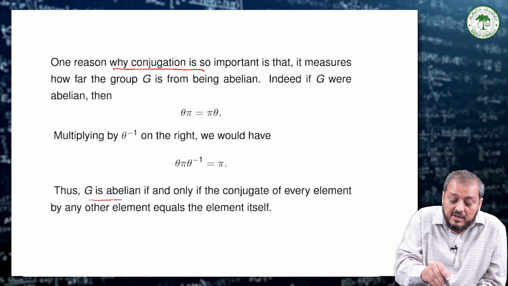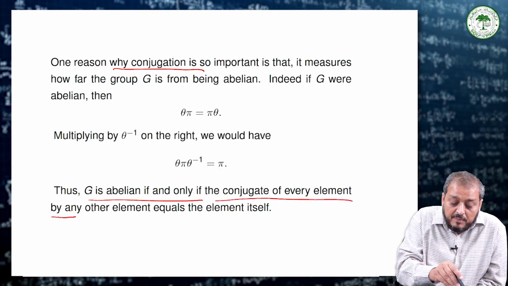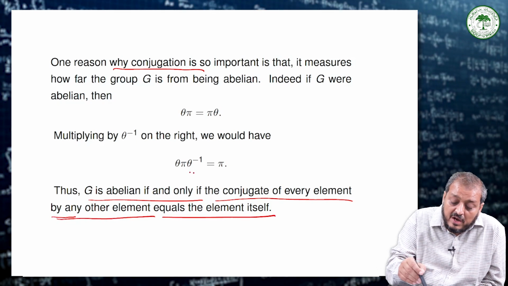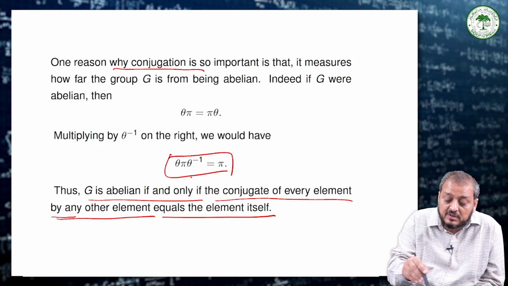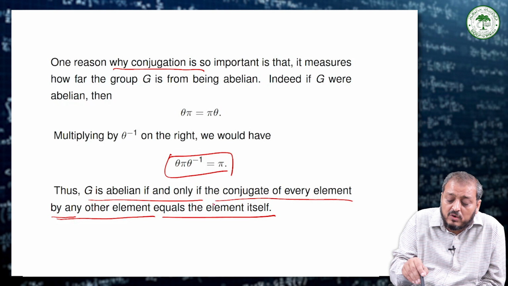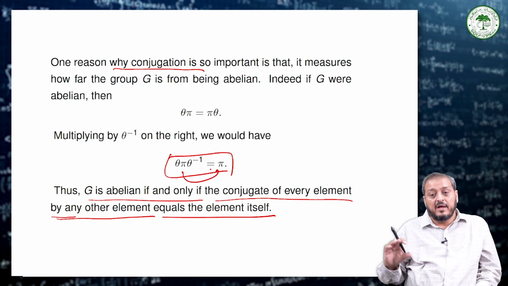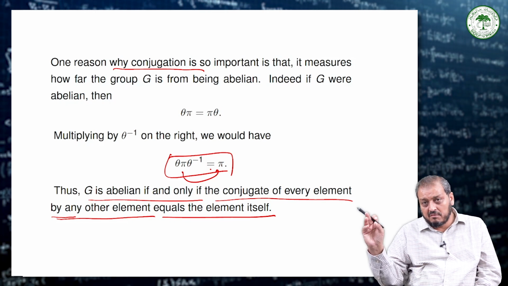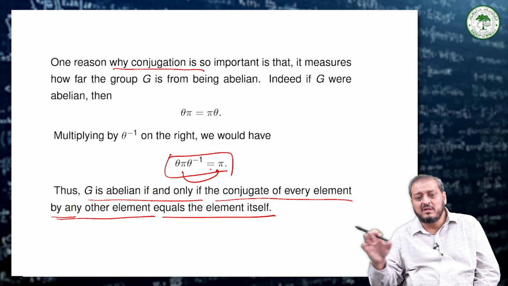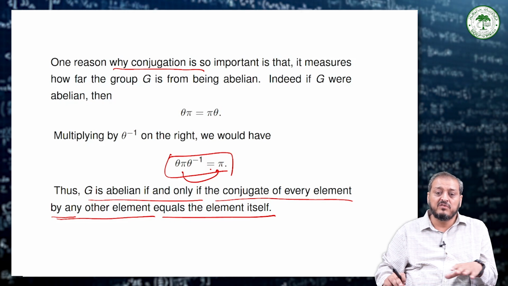Thus G is abelian if and only if the conjugate of every element by another element equals the element itself. So if we have to say this, it means the conjugate of every element by another element equals the element itself. Given a permutation pi, there exists some element theta belonging to Sn such that theta pi theta inverse is equal to pi. Then G is abelian if and only if this condition holds.